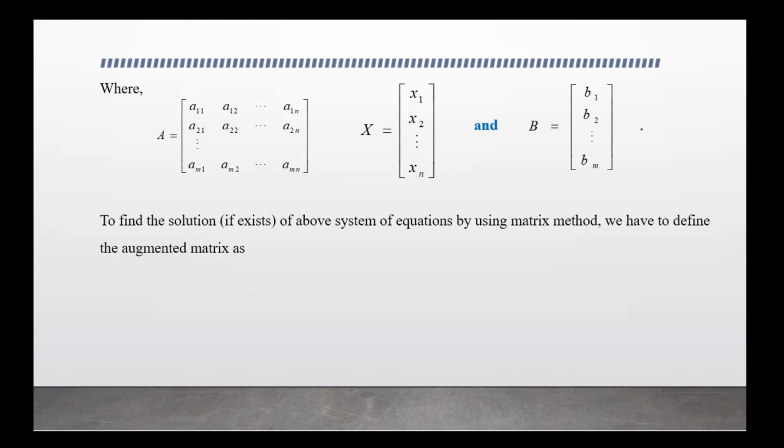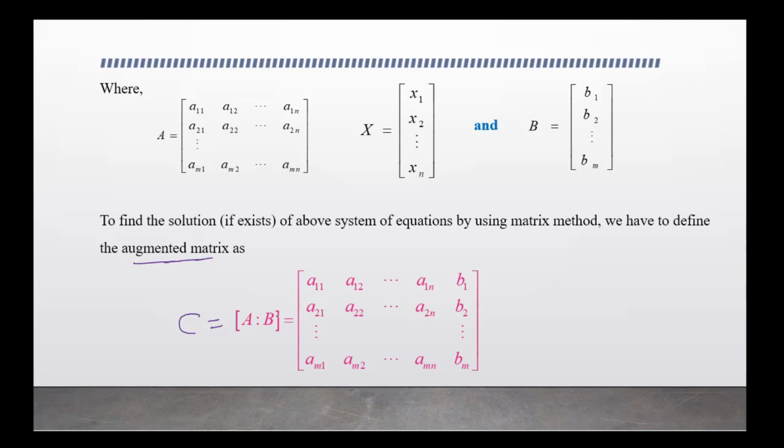Now after writing the equation in matrix form, to obtain the solution, we have to consider the augmented matrix, let's say denoted by C. An augmented matrix is nothing but the combination of matrices A and B. So we just combine the matrices A and B: write down the A matrix first and then insert the column of the B matrix, and we get the matrix C.